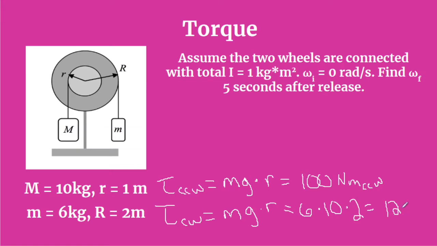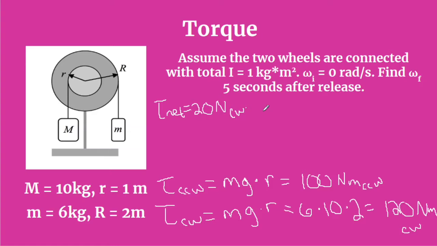And then we get 120 Newton meters clockwise. So if this is counterclockwise and this is clockwise, we are looking for a difference because they're moving in opposite directions. So the net between these two values would be torque net equals 20 Newton meters clockwise.